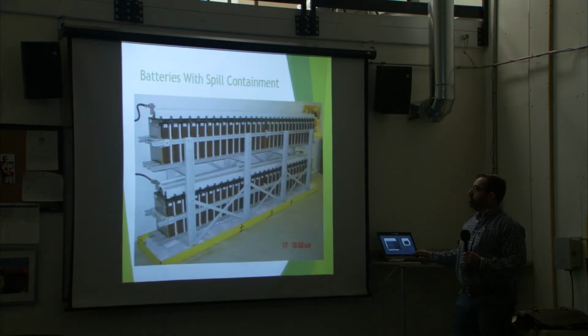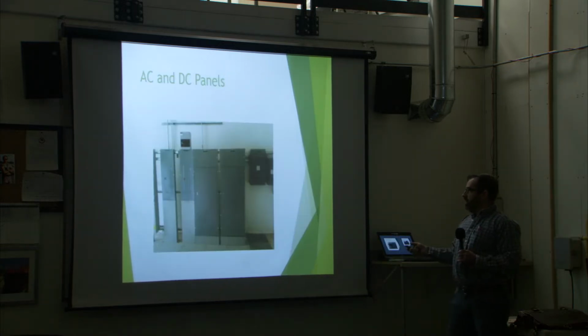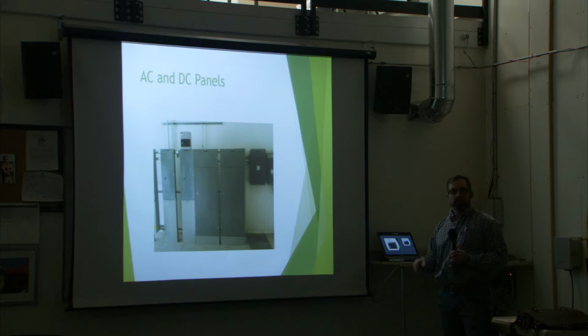This is a typical battery installation in a sub with the spill containment. If one of these batteries were to rupture, the idea is this spill containment system will absorb the battery acid if we were to have a rupture on one of these batteries. Everybody's pretty familiar with our AC and DC panels. Typical installations, you'll have a couple AC, a couple DC panels, like I said, AC for your lighting, your HVAC, and then DC for all the substation control equipment.